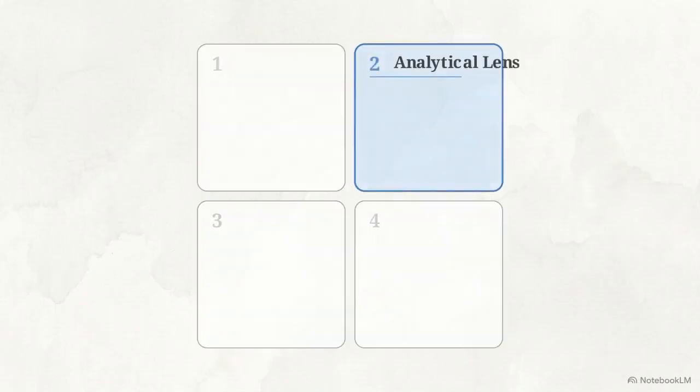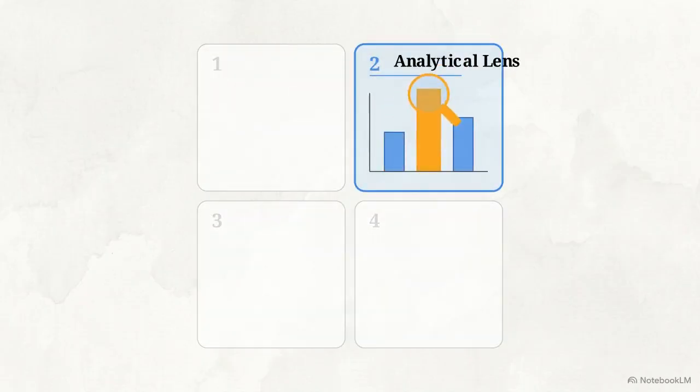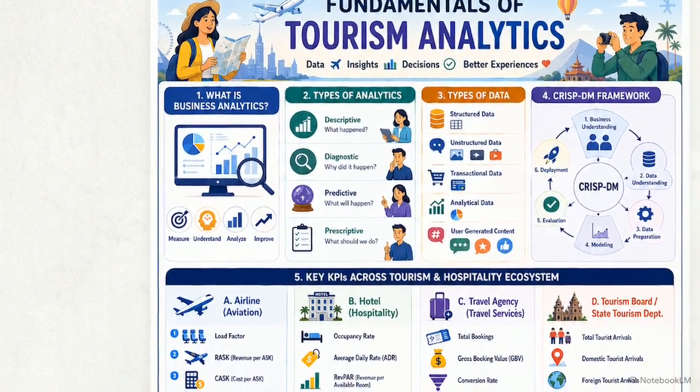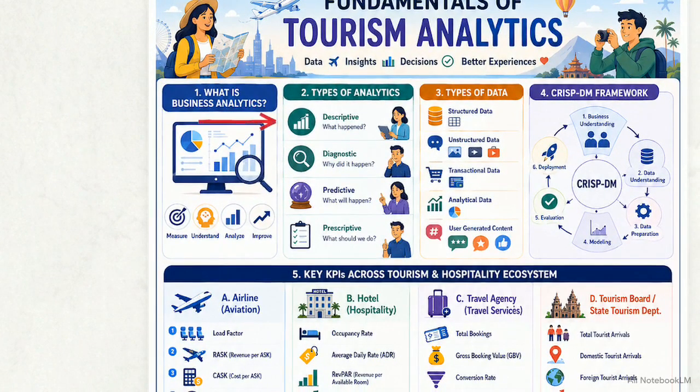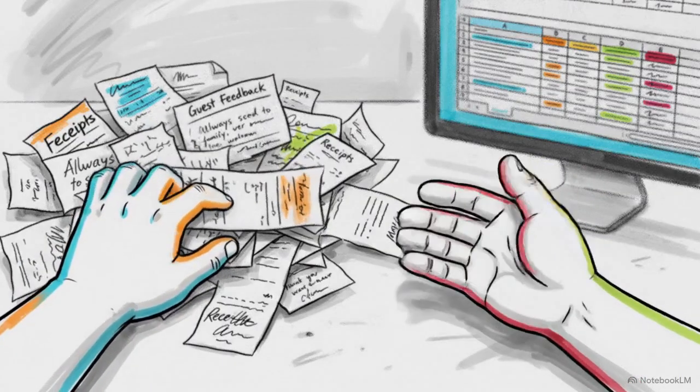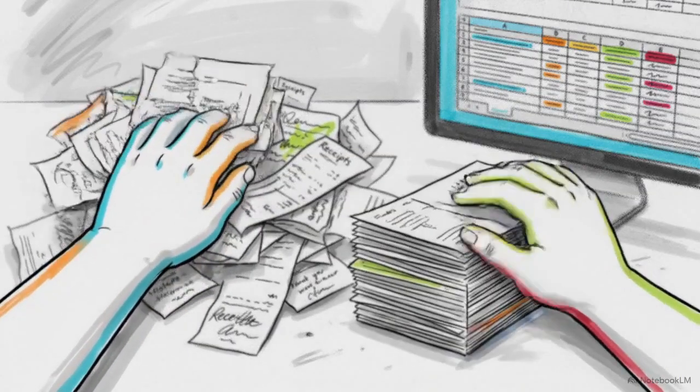For the second quadrant, you decide how deep to look. We are choosing your analytical lens. This diagram breaks down 4 levels of analysis. Start with basic observation, like descriptive analytics, scaling up to strategic prescriptive analytics. Notice the scope difference. A bar chart tells you what happened in the past, while a predictive model forecasts what will happen next.